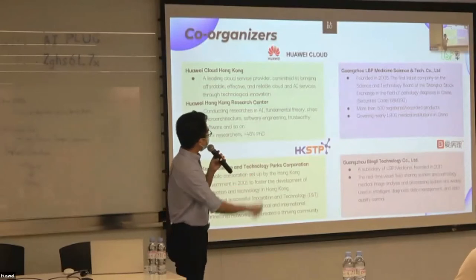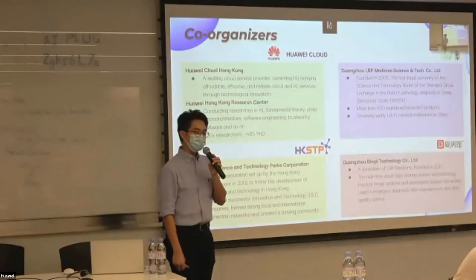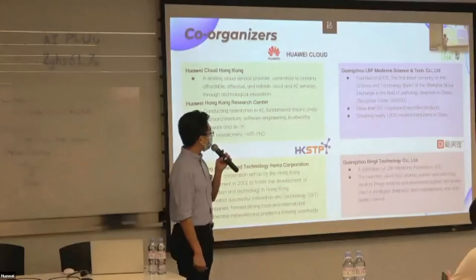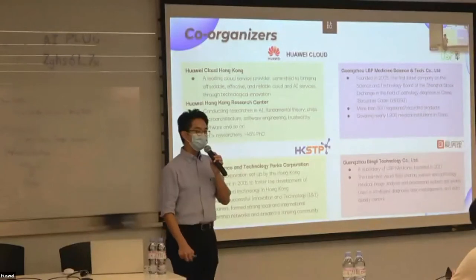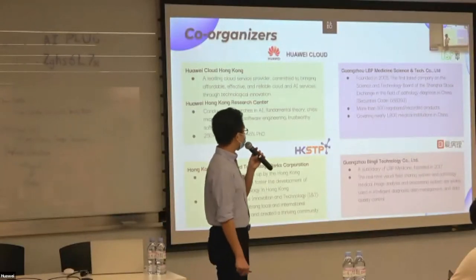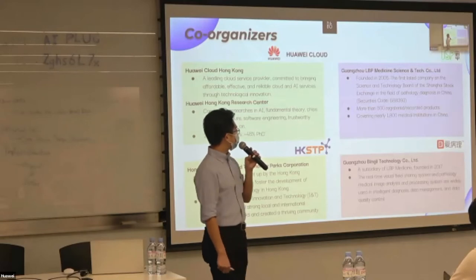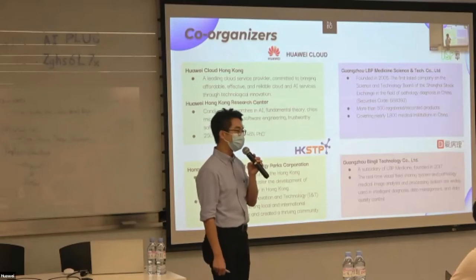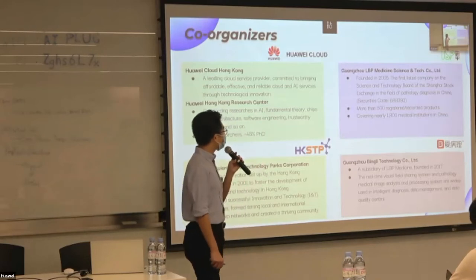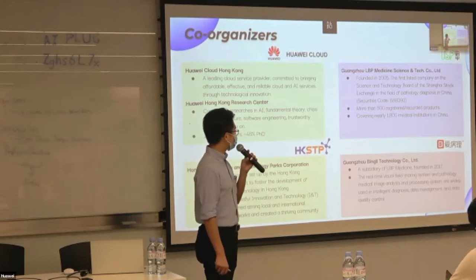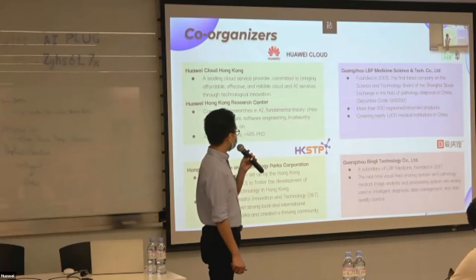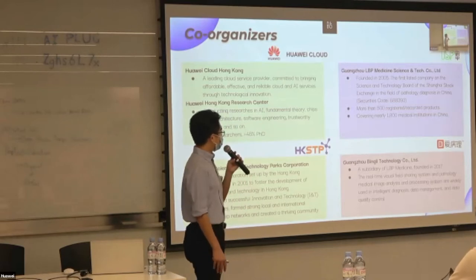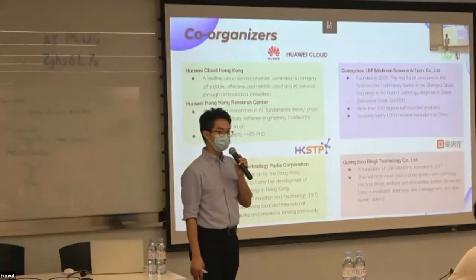Let me introduce a little bit more about our partners. Guangzhou RBP Medicine, in Chinese Anbiping, was founded in 2005. They are the first listed company on the Science and Technology Board of the Shanghai Stock Exchange in the field of pathology diagnosis in China. They have more than 500 registered and recorded products covering nearly 1,800 medical institutions in China.